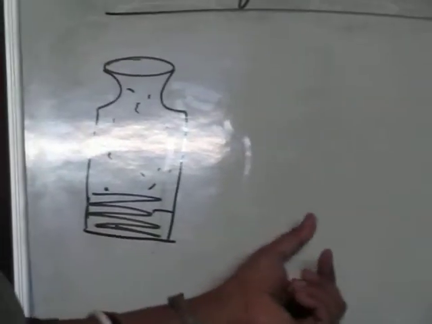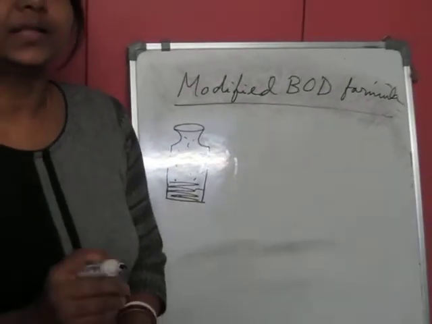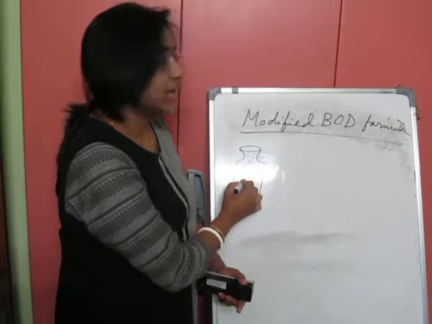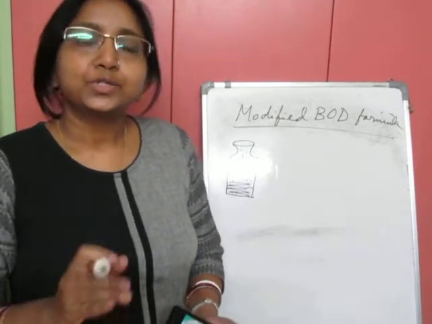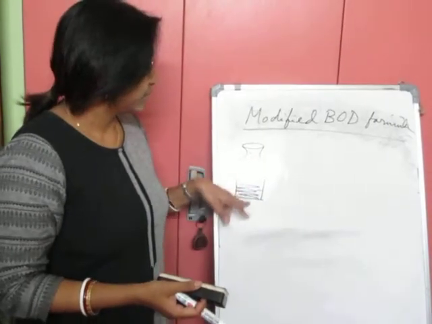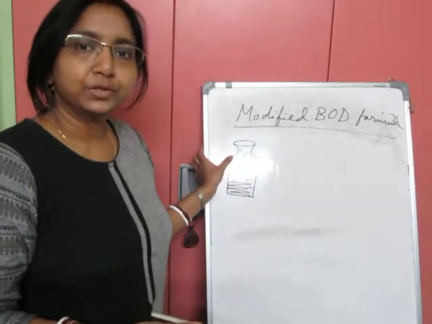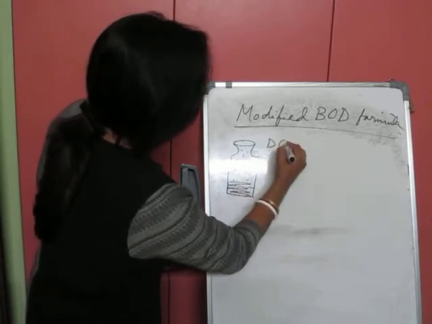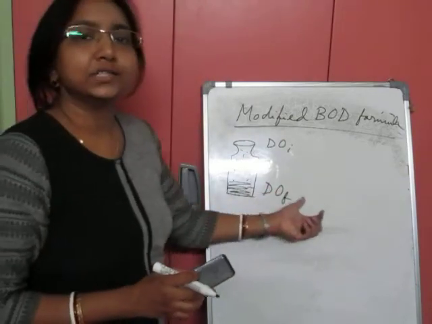So first we are taking a bottle which contains wastewater plus dilution water. What is the problem we have in the simple BOD formula? We have not considered the BOD of this dilution water, because this dilution water itself has BOD. So we have calculated the BOD of this total bottle, but to get the BOD value of the wastewater, we have to subtract the BOD value of the dilution water. In this case we have taken DOI, the initial dissolved oxygen, and DOF, the final dissolved oxygen.